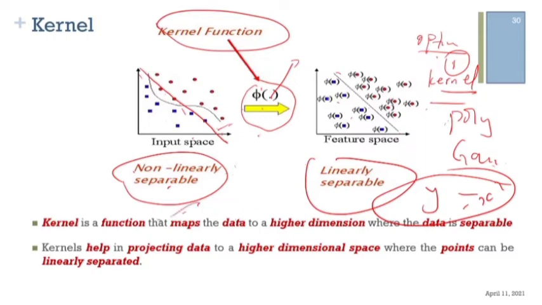The kernel is a function that maps the data to a higher dimension, where the data is separable. So the work of the kernel function is to map your data that is not separable at this level to a level where it becomes separable. The kernel helps us project the data to a higher dimensional space where the points can be linearly separable. Always remember that the secret of support vector machine is that every problem can be linearly separated. So if we cannot do it, it will convert it using the kernel to a form that becomes linearly separable.